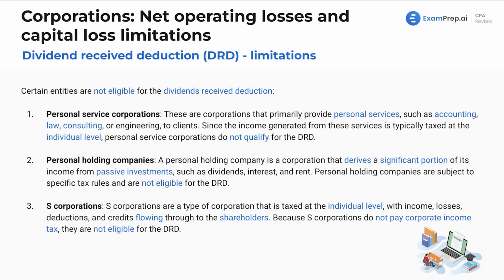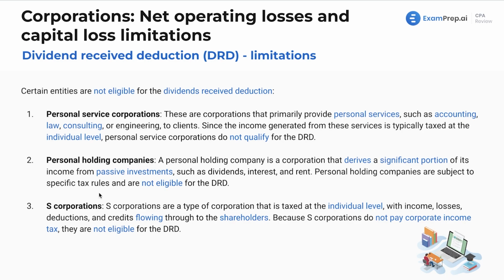Here are some more limitations for DRDs. Gosh, so many limitations. You hate to see it. First off, personal service corporations. These are corporations that primarily provide personal services, such as accounting, law, consulting, or engineering to clients. Since the income generated from these services is typically taxed at the individual level, personal service corporations do not qualify for the DRD. Just a point to know. Make sure you memorize that.